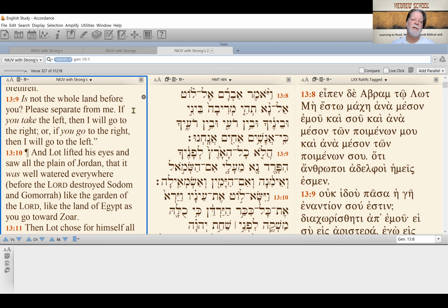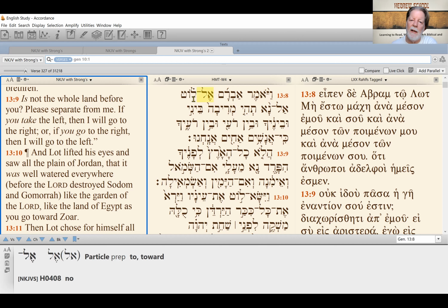It's a spiritual relationship. Verse 9: Is not the whole land before you? Please separate from me. If you take the left, I will go to the right. Or if you go to the right, then I will go to the left. So Abraham makes the suggestion, and he gives Lot the privilege of choosing first. And whatever he chooses, Abraham will honor that and go the other way.